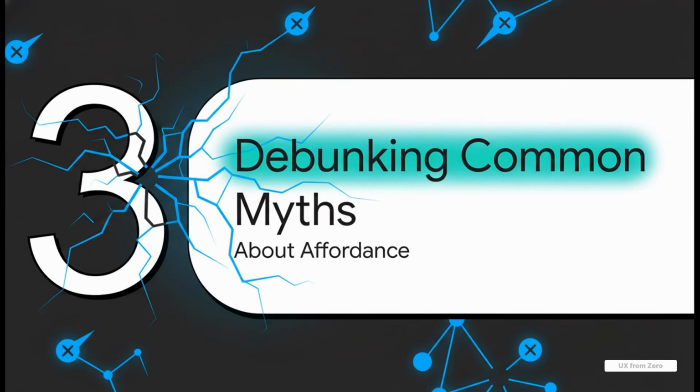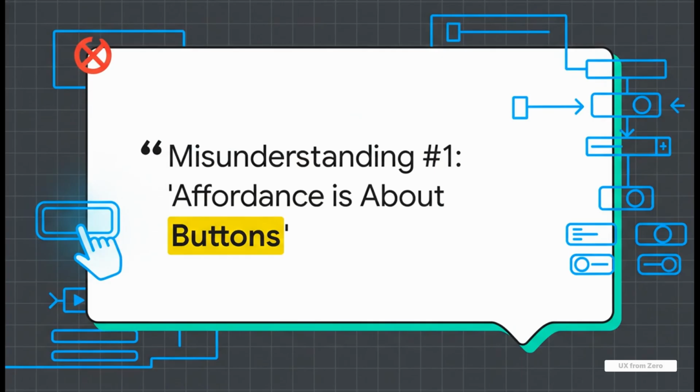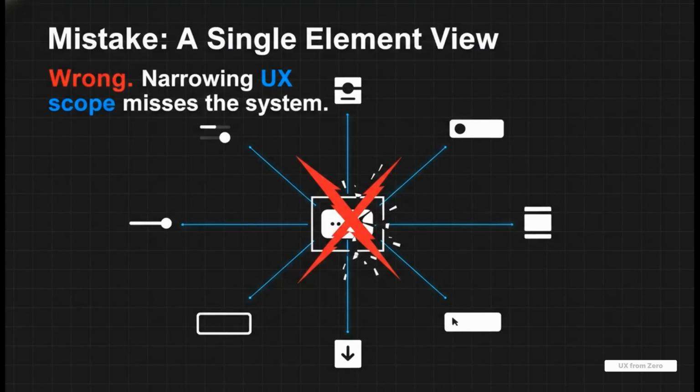Okay, so now that we're on the same page, let's just blow up a couple of common myths about this stuff, because these misunderstandings are absolutely everywhere. All right, myth number one. This is a big one. The idea that this whole concept of affordance is really just about buttons, just making sure your buttons look clickable. Nope, that is just plain wrong. If you think it's only about buttons, you are missing the entire forest for one single clickable tree.